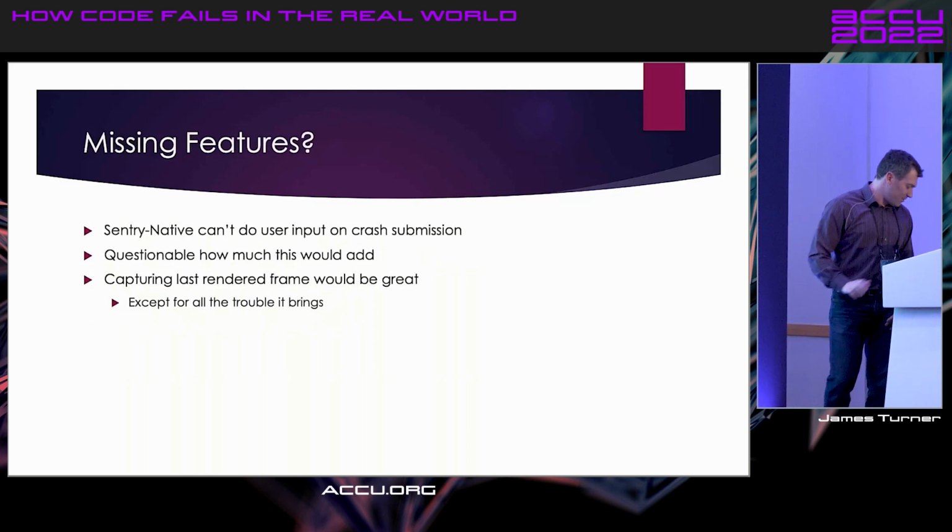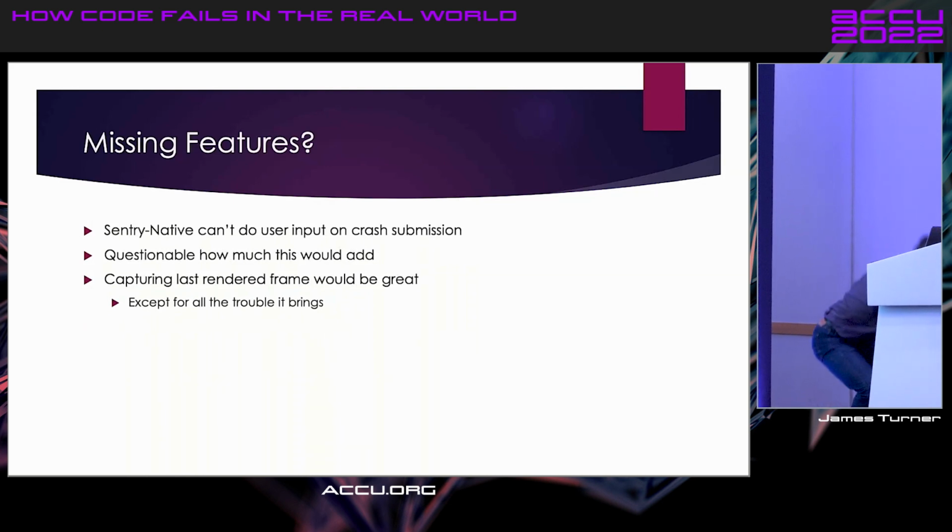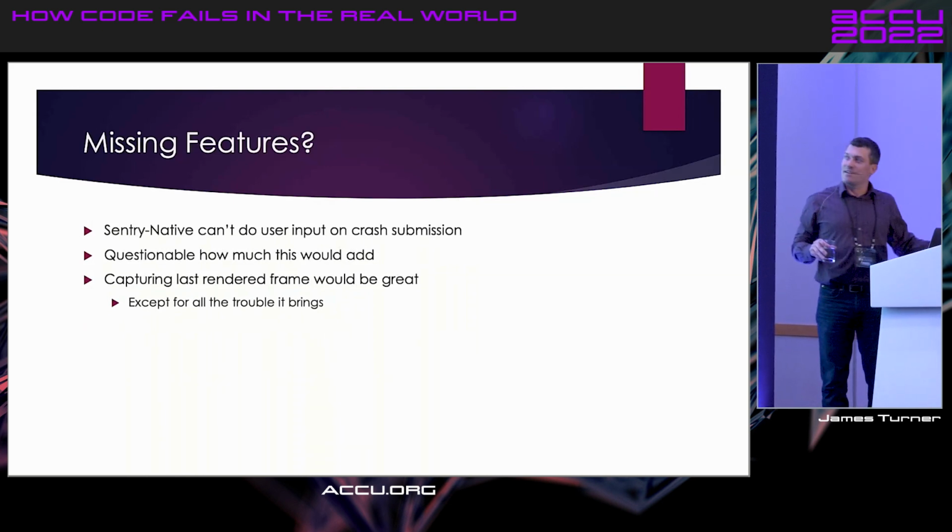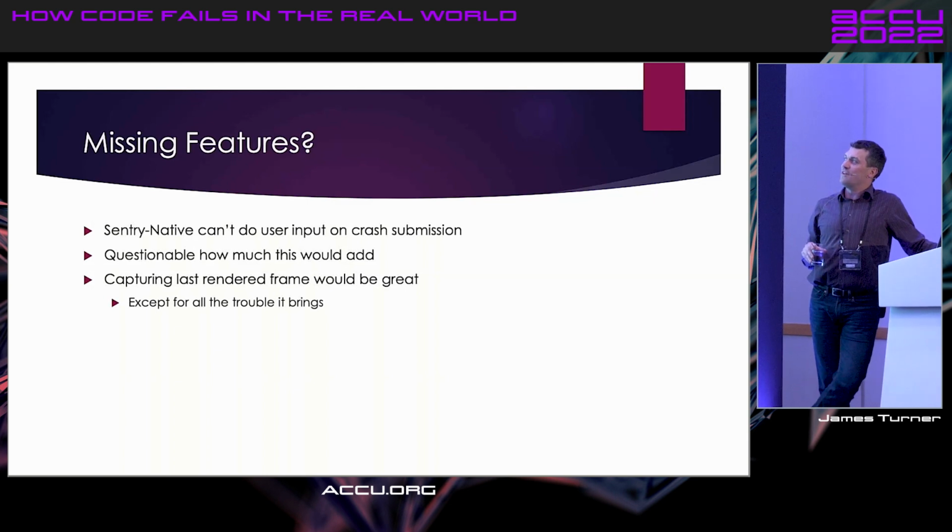I said I wouldn't talk too much about Sentry, but there's one area that comes up repeatedly. Sentry Native, unlike some other backends, can't do user input on crash submission. That means showing a little happy box when it crashes, which a lot of things do, like Unity and some of the Microsoft products, and I think Chrome does as well, where you can type into a text box what you were doing when it blew up. And I think it's very questionable what this would add in terms of what I see in bug reports. I think you'd get a lot of emotion, and you might not get much information. I think that's the charitable way to put it, right?